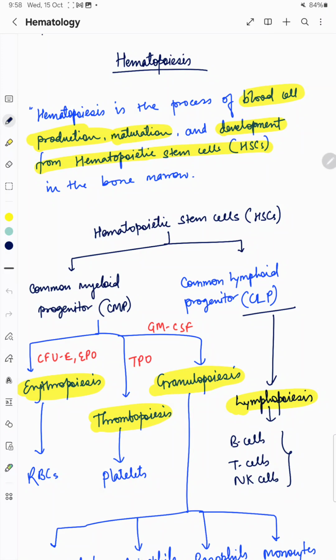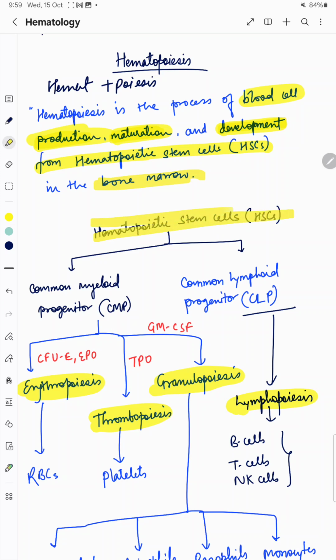Hematopoiesis is composed of two words, hemat plus poiesis. Poiesis is synthesis of something and hemat stands for blood. So hematopoiesis is the process of blood cell production, maturation and development from the hematopoietic stem cell in bone marrow.